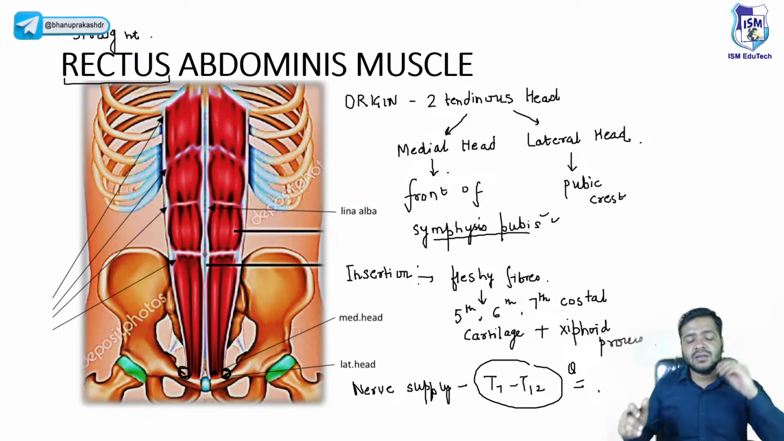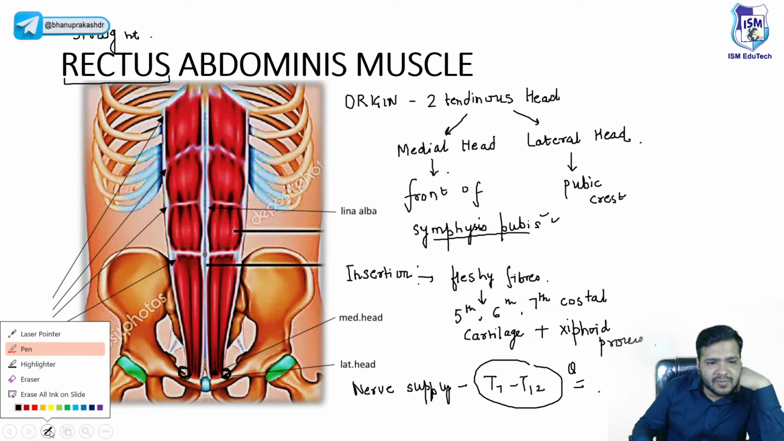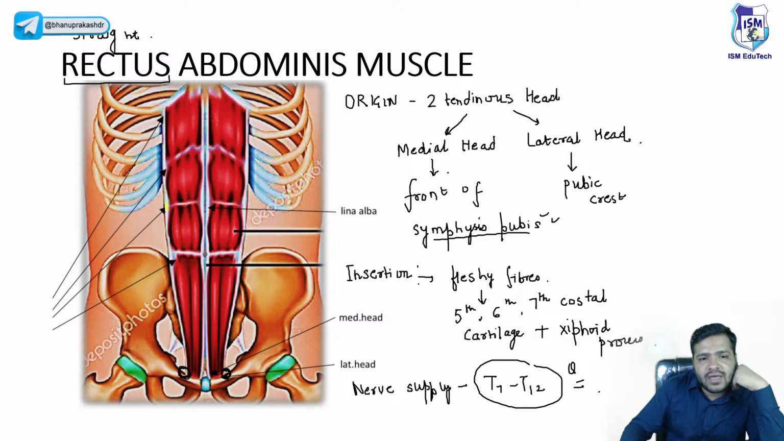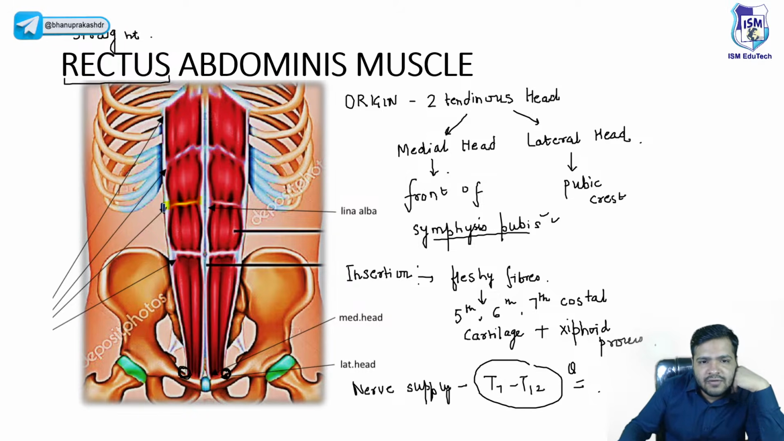Now, guys, over here in this picture, I want to tell you something. Everyone knows about the abs, right? If I highlight this with a darker color, you can see बेटा, ये जो abs बनते हैं ना, 8 pack, 6 pack और ये, so these are actually tendinous intersections in between these muscles.